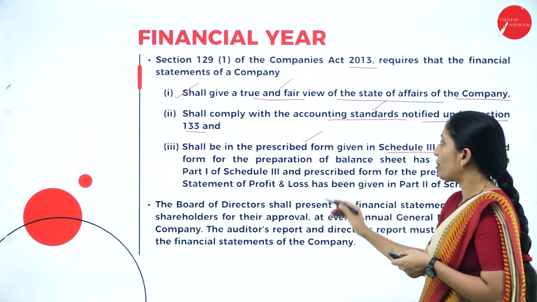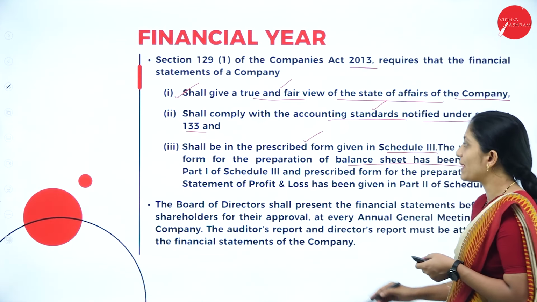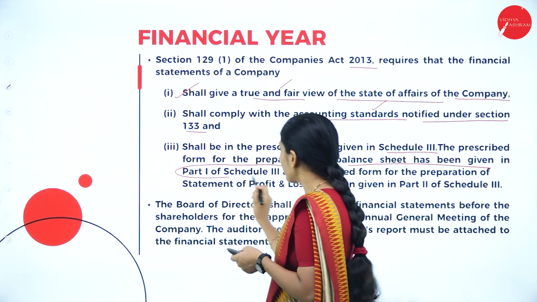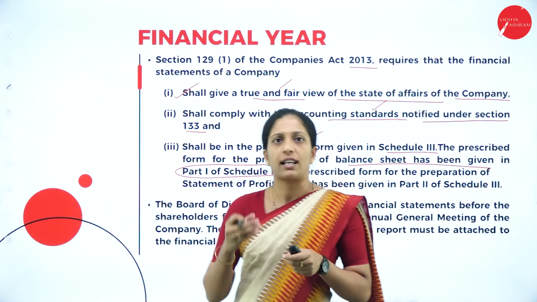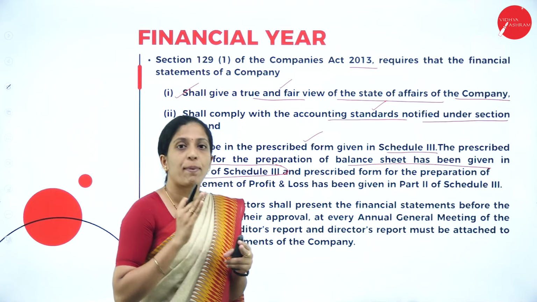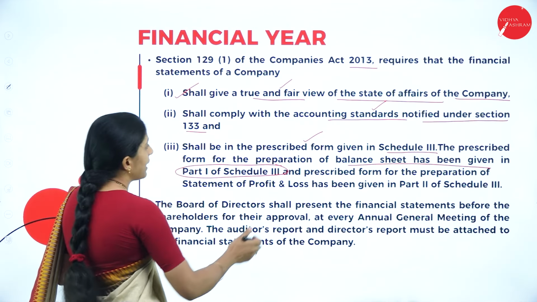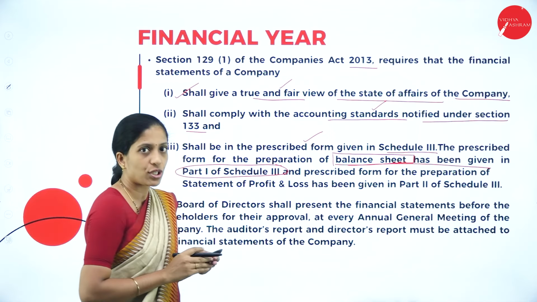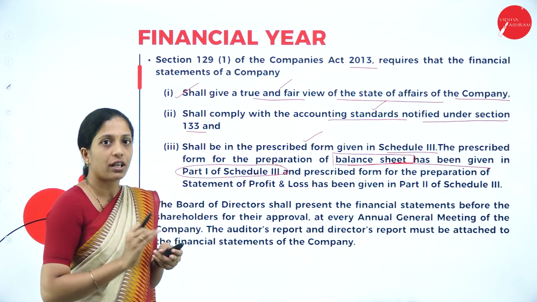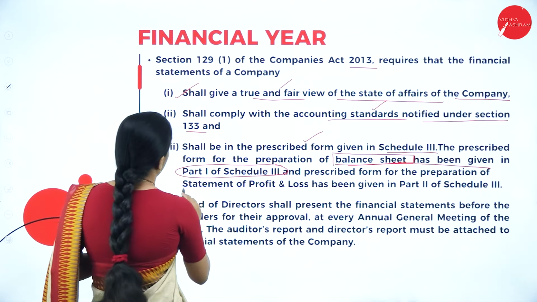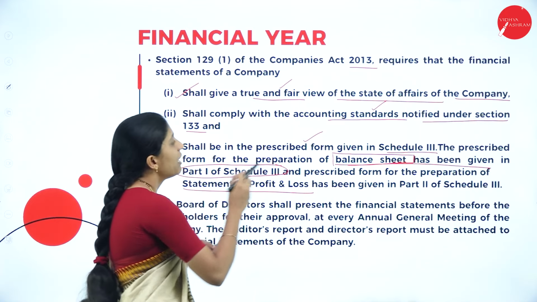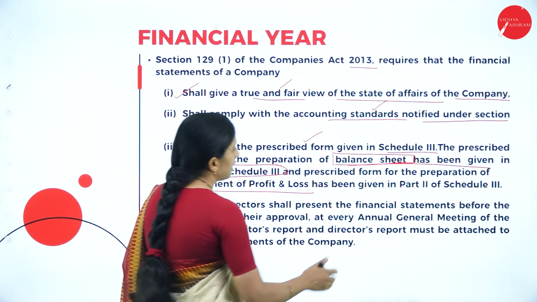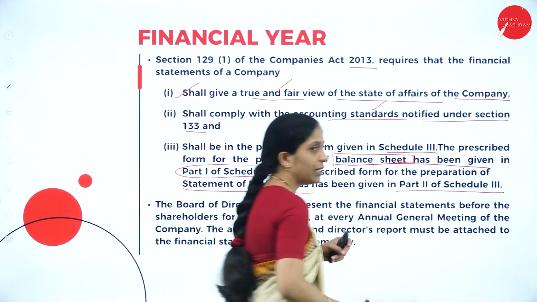The prescribed form of the preparation of balance sheet has been given in Part 1. So this you have to remember here. The financial statements are given under Schedule 3, where Part 1 will be your balance sheet, and Part 2 of Schedule 3 will be your statement of profit and loss. And the prescribed form for the preparation of the statement of profit and loss has been given in Part 2 of Schedule 3.